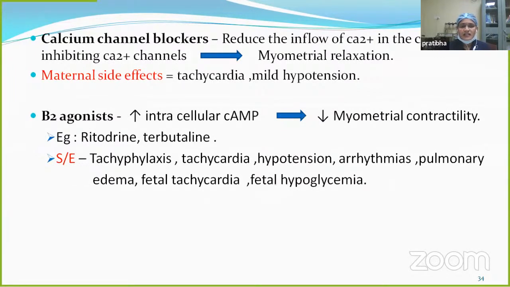There will be maternal side effects like tachycardia and hypotension. Other tocolytics are beta 2 agonists, for example ritodrine and terbutaline. The mechanism of action is increasing cyclic AMP levels, which decreases uterine contractions, causes relaxation, and prevents premature labor. Side effects due to beta 2 agonists include tachyphylaxis, tachycardia, hypotension, arrhythmias, pulmonary edema, fetal tachycardia, and hypoglycemia.